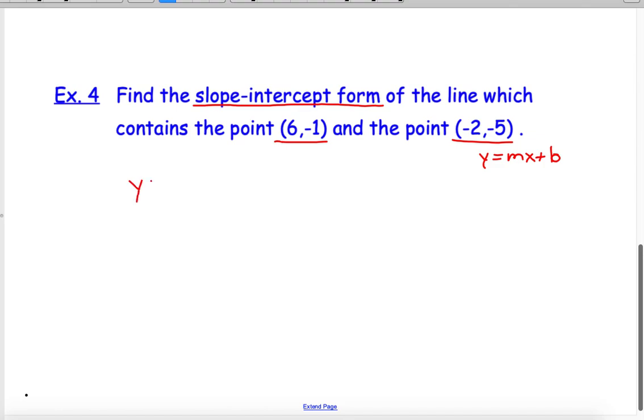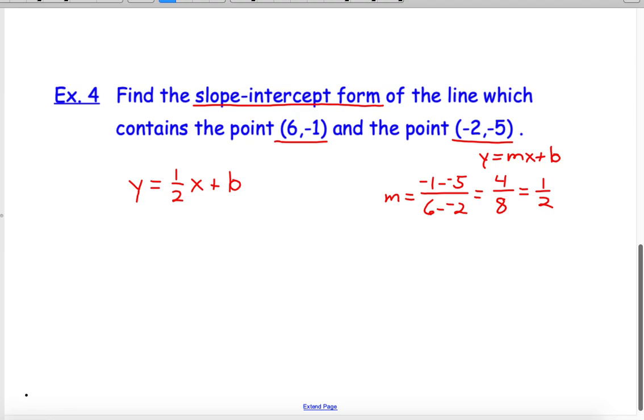So we have y equals, let's first of all calculate our slope. M is the difference of the y values, negative 1 minus a negative 5, over the difference of the x's, 6 minus negative 2. Negative 1 plus 5 is 4. 6 minus negative 2 is 8. So my slope is 1/2. So I can fill that in. I still don't know what b is though.